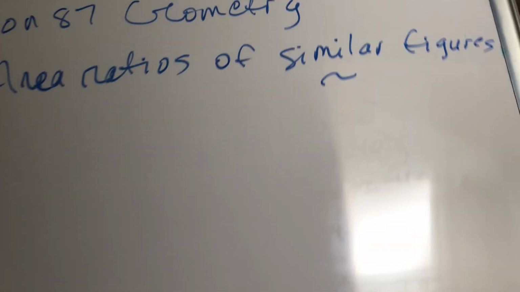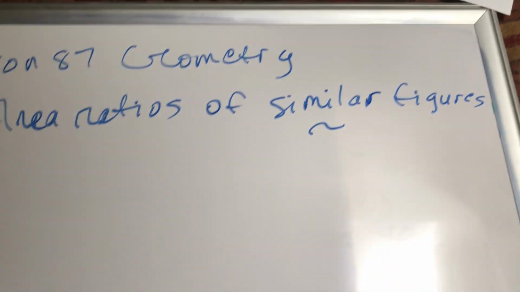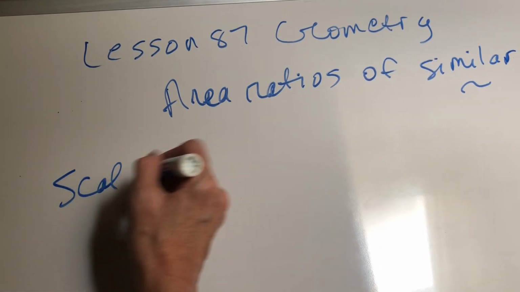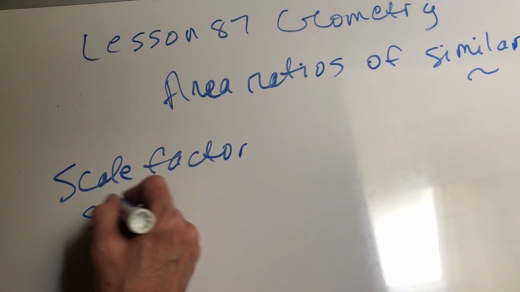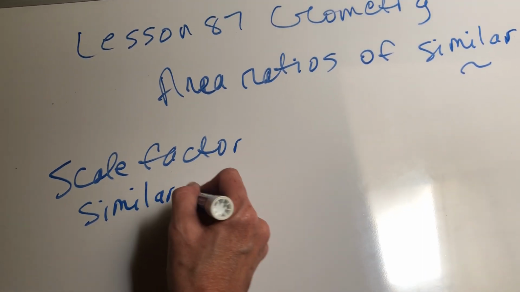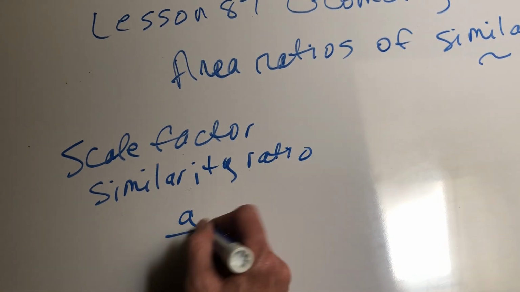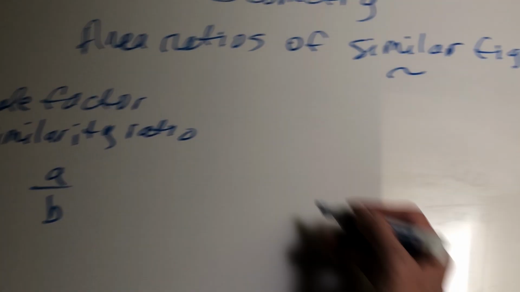The symbol for similar is that right there. So you're going to see me use it, you're going to see the book use it, so that's what that means. So if you have a scale factor, another word for scale factor is similarity ratio of A to B. That's your scale factor, that's your similarity ratio of A to B.